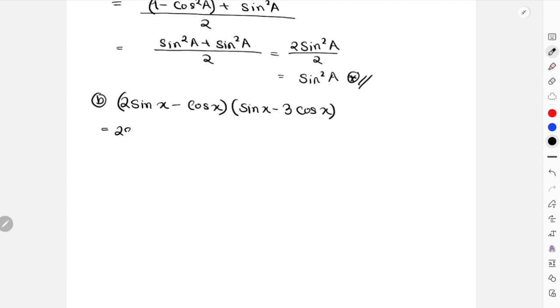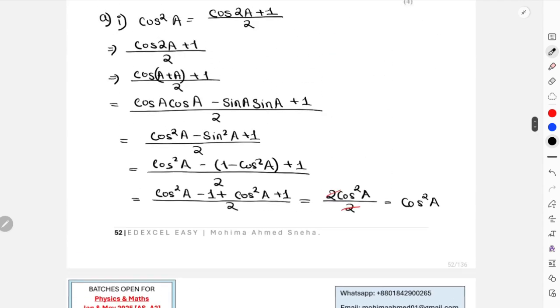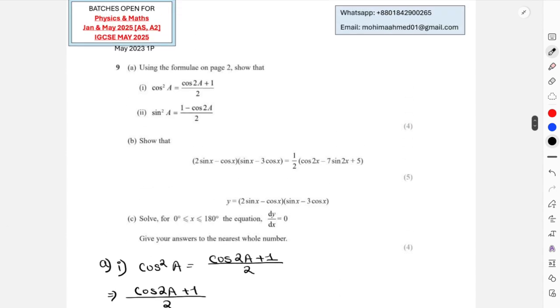For example, now you have 2 sin square x minus 6 sin x cos x, and then again this one would be minus sin x cos x and plus 3 cos square x. Eventually you have 2 sin square x minus 7 sin x cos x plus 3 cos square x, right? This is it. After that, I think I need to go back to this and see the equation.